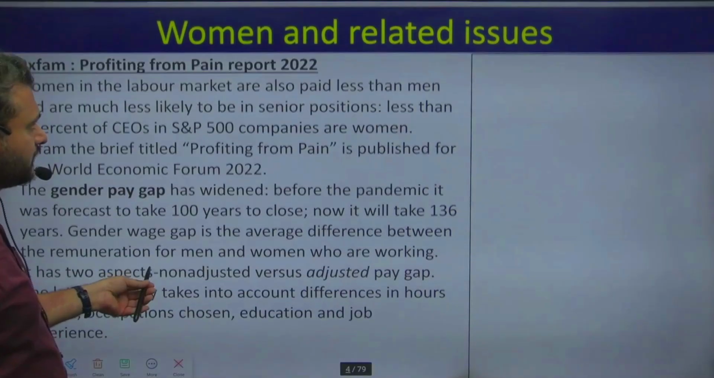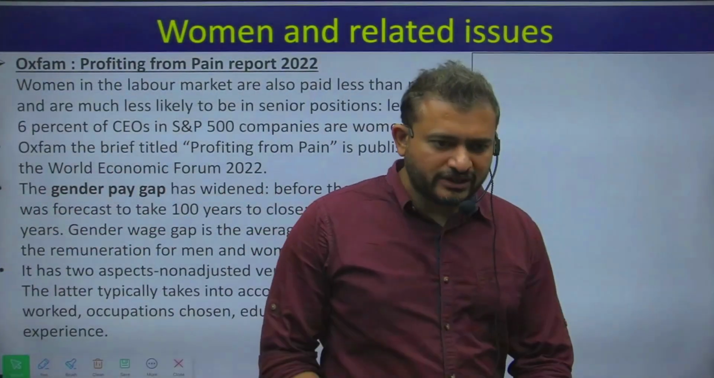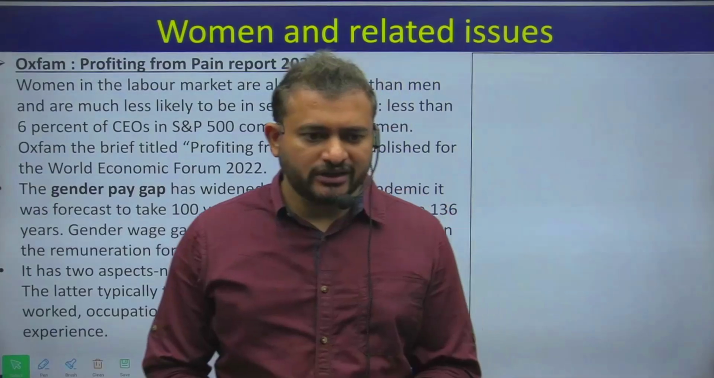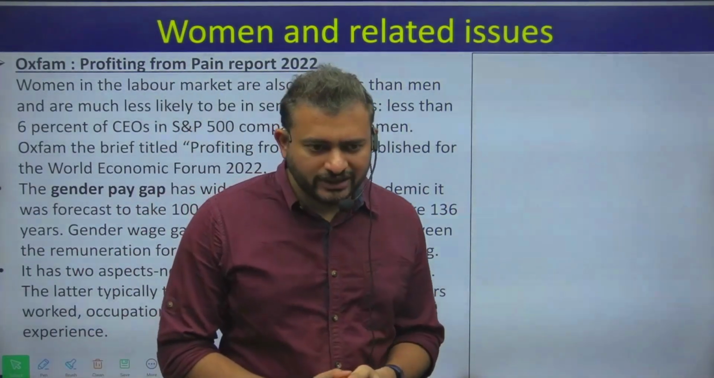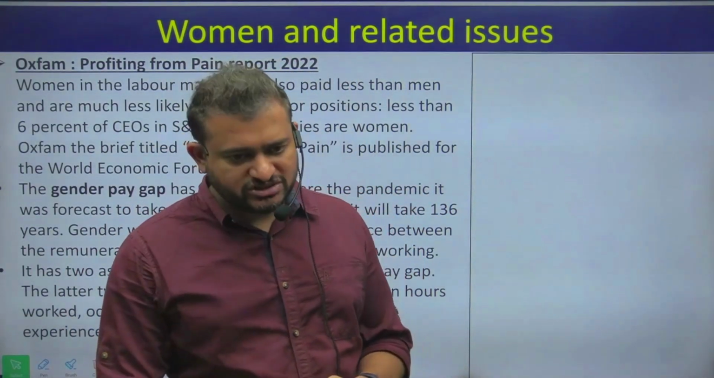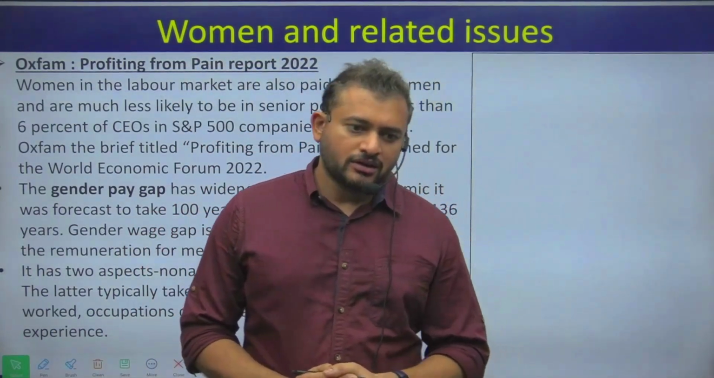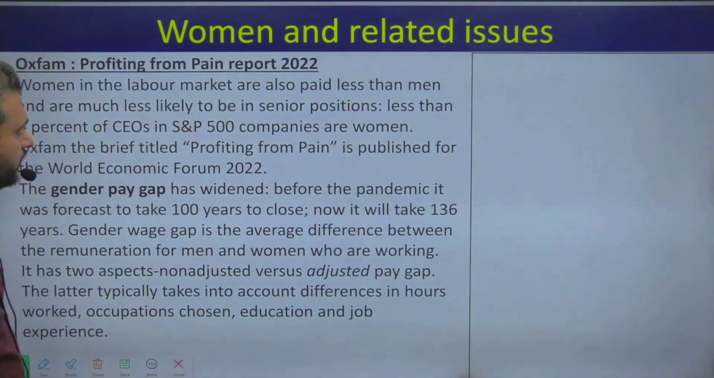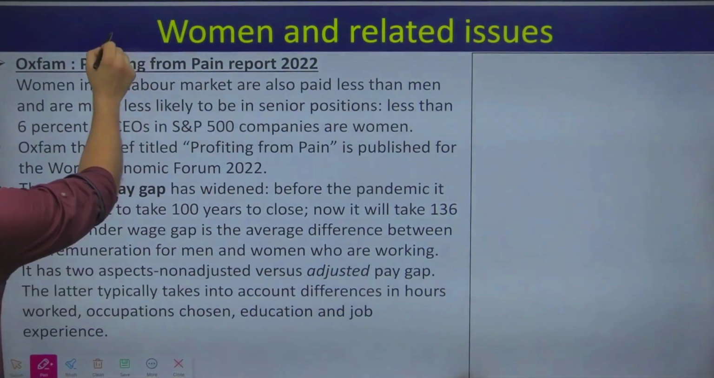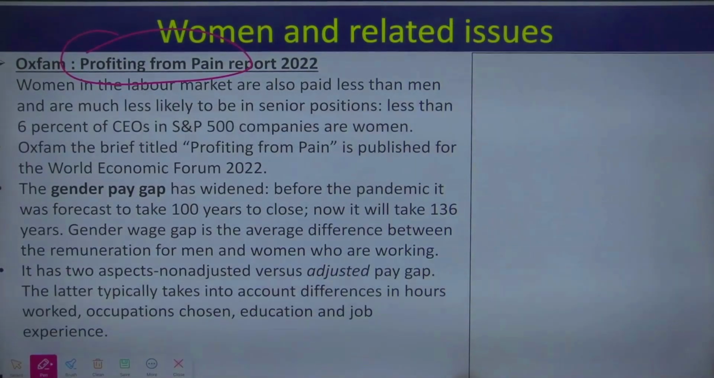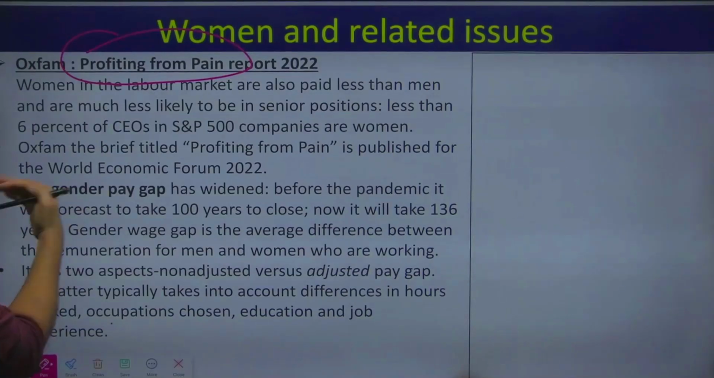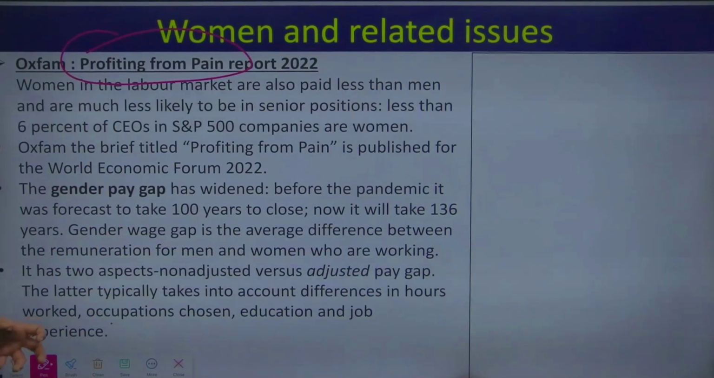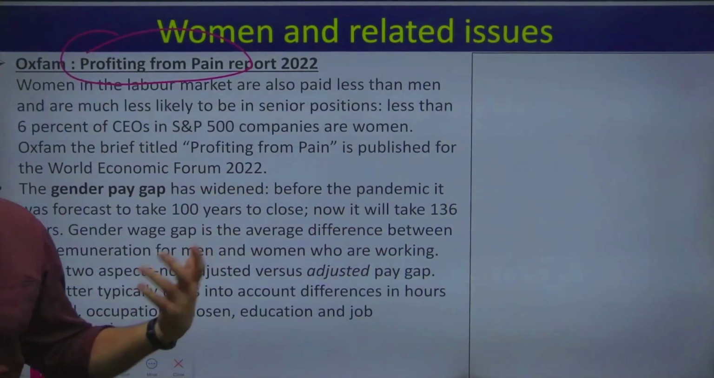So there are some surveys and factual data that define the position of women in our society, what kind of economic position or what kind of economic disabilities women are facing. One is the Oxfam report. In particular, its name is Profiting from Pain. It is a COVID-time report, which claims that in and after COVID time, the gender gap increased more.